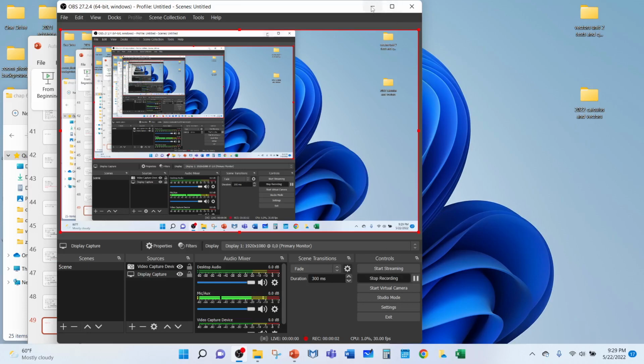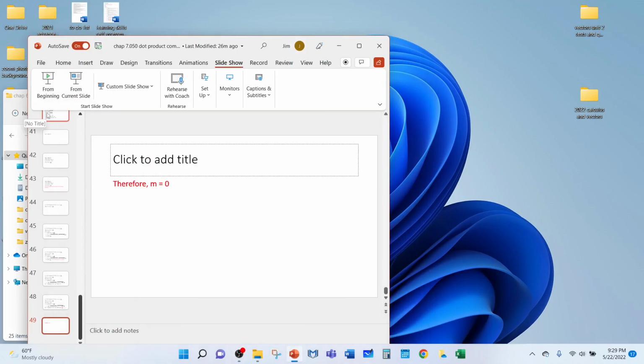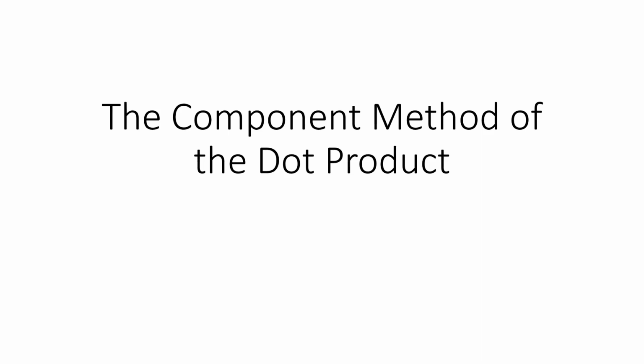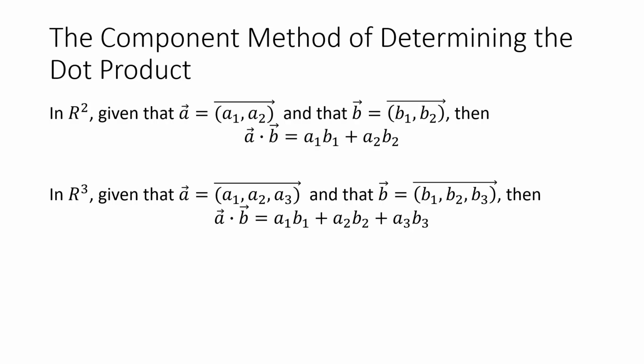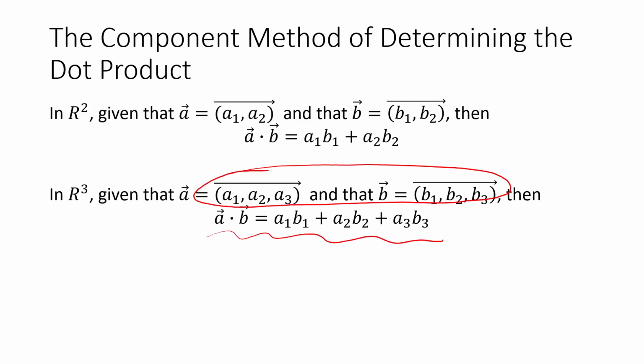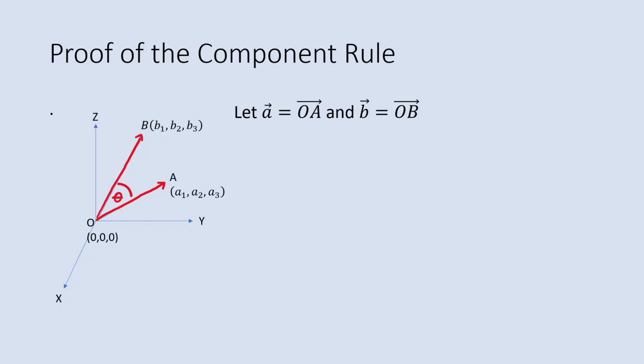In this video, we're going to prove the component method of the dot product. So we know that the component method of the dot product tells us that if we have two vectors in 3 dimensions, a and b as written here, then a dot b will be a1 b1 plus a2 b2 plus a3 b3. In other words, multiply the x's, multiply the y's, multiply the z's, add them together. Well, to prove that, let's draw a graph.